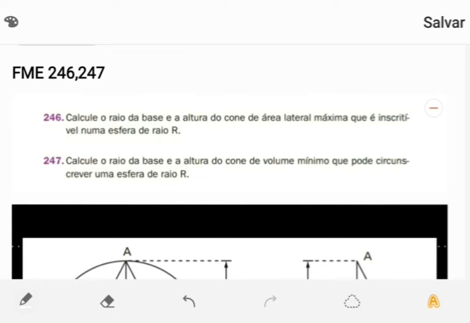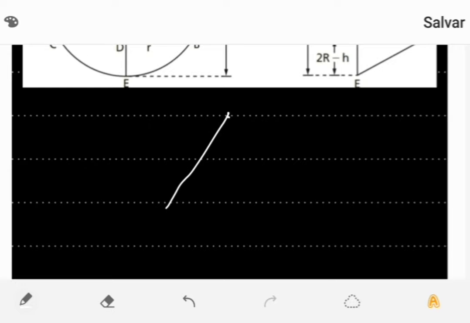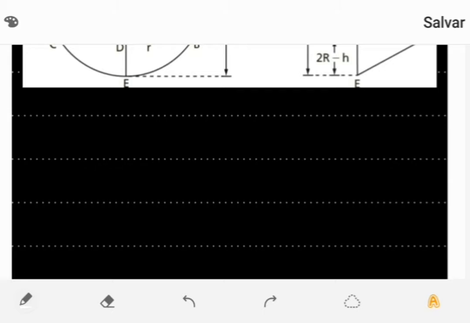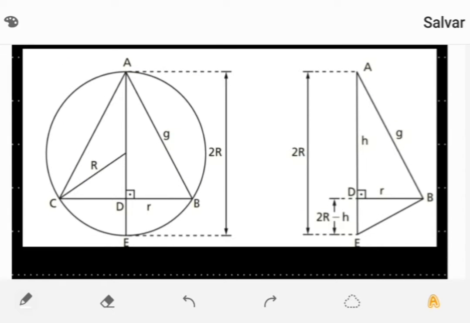He is asking you to find the radius of the base of the cone and the height of the cone that gives you the maximum area of the side. Look, when I say the side, if you had this cone over here, you have an area, right? A superficial area, but without counting the area of the circle, just the area of this side of the cone, okay? So having this maximum area, the cone is inscribed in a sphere of radius r.